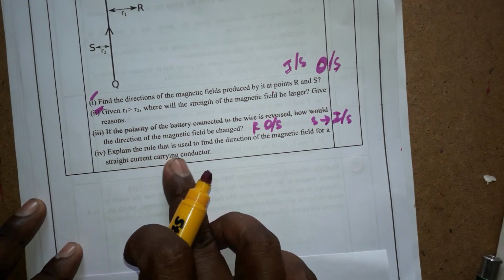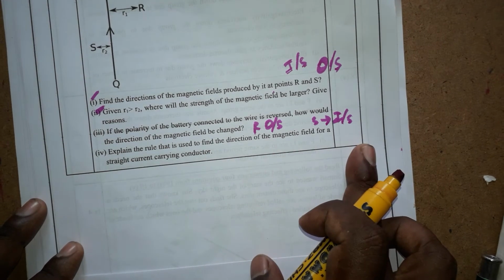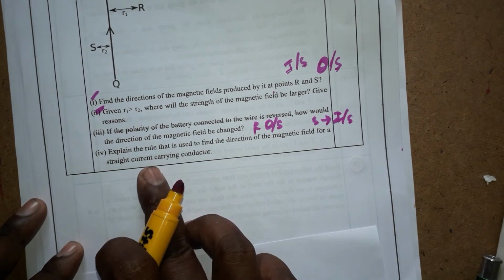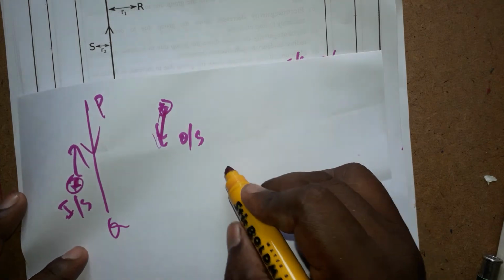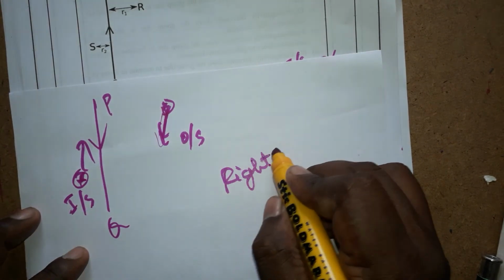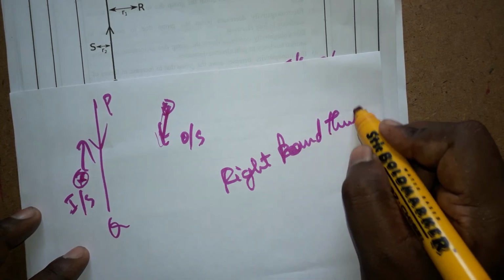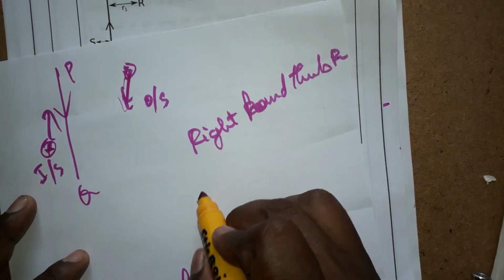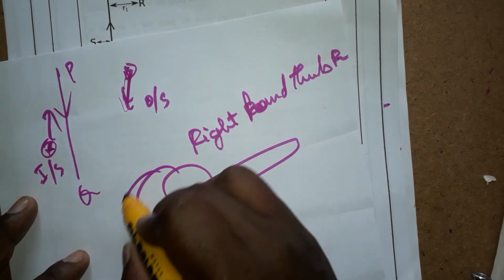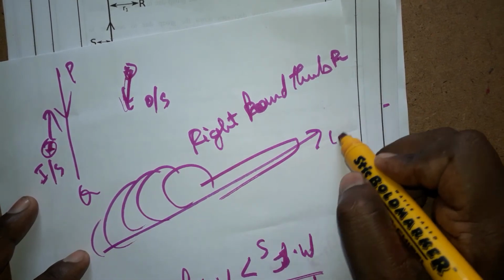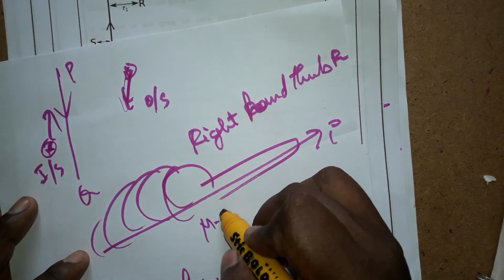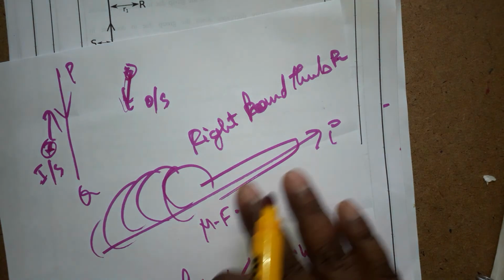Explain the rule which is used to find the direction of the magnetic field of a straight current carrying conductor. I use the right hand thumb rule. Why are we using this rule? Thumb is representing the current and fingers are representing the magnetic field. This is what we have to do.